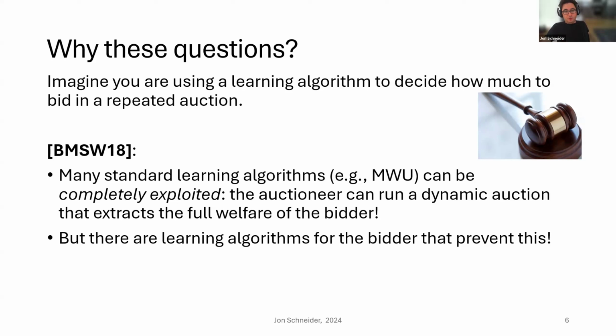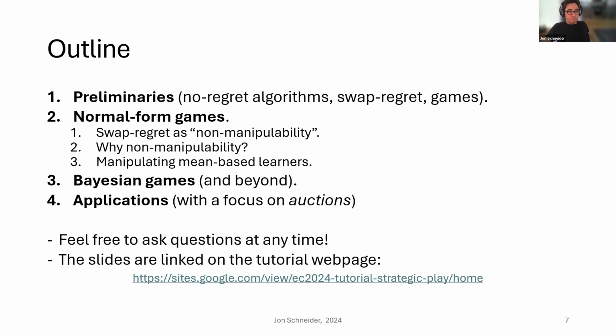So the goal of this talk and tutorial is to explain the theory of what's known about situations like this. And since this paper, people have worked on understanding both what happens in other settings, not just auctions, but what happens in very general game theoretic settings. And that's going to be the main focus of this part of the tutorial.